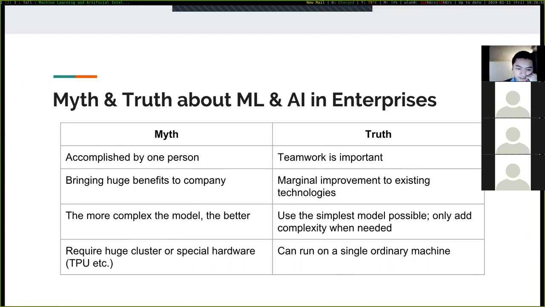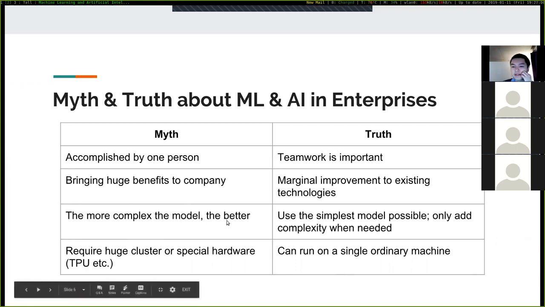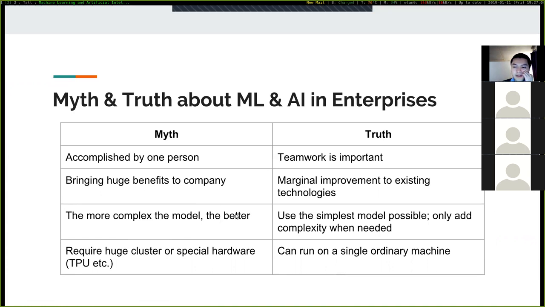So the number three myth is more of an insider thing, but beginners learn a lot of different mathematical models. They learn deep neural networks, convolutional neural networks, those very complex models, SVMs. But they might think that the more complex the model, the better, because it can fit your data really well. Yeah, that's true. With a complex model, if you have the training data, you can get 100% correct on the training data, but it has a tendency of overfitting.